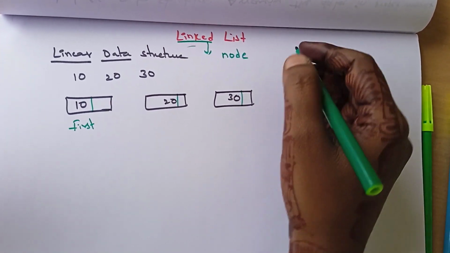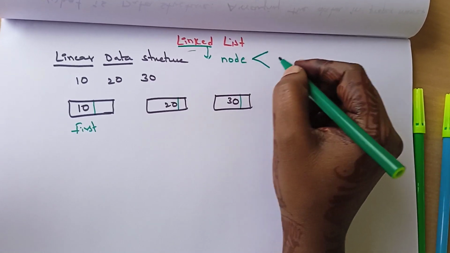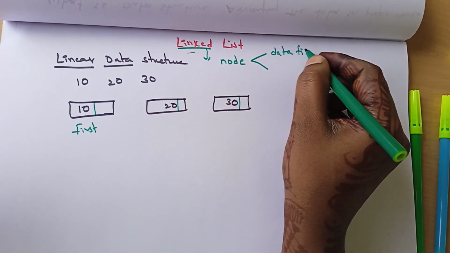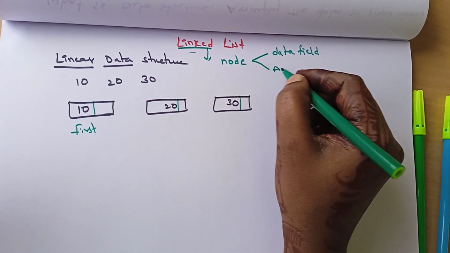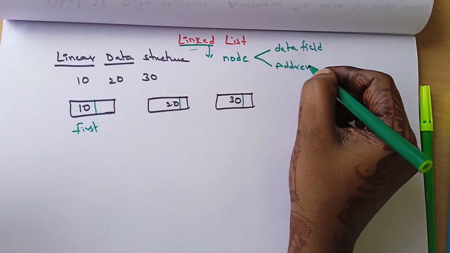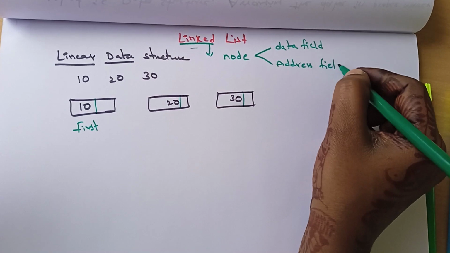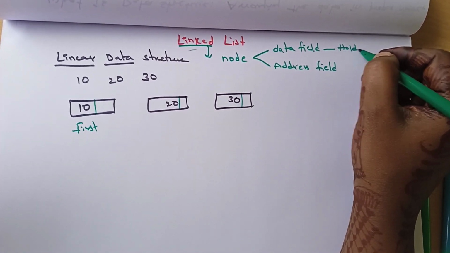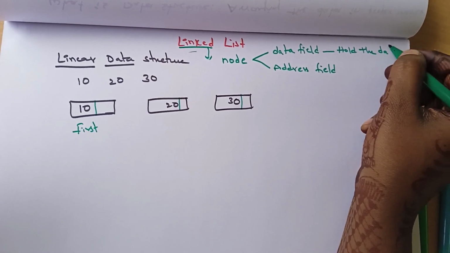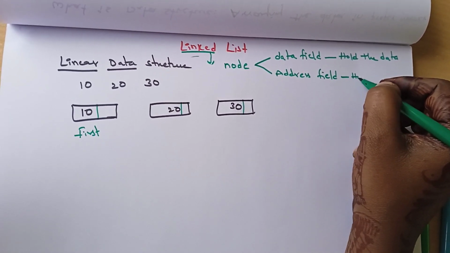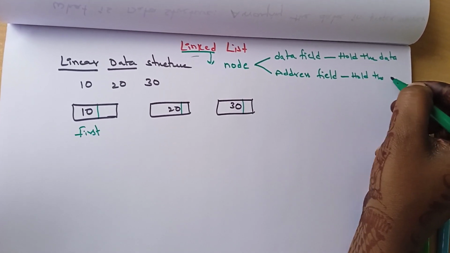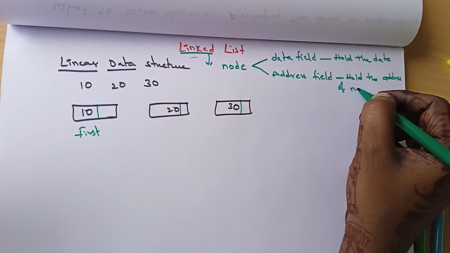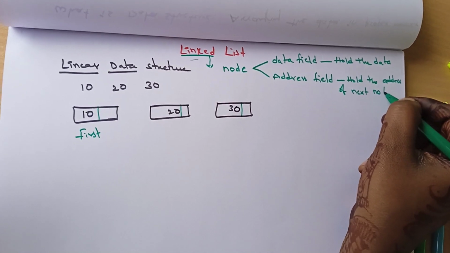Element is called a node. A node will have two fields: one is the data field and the other is the address field. The data field will hold the data. The address field will hold the address of the next node, right?